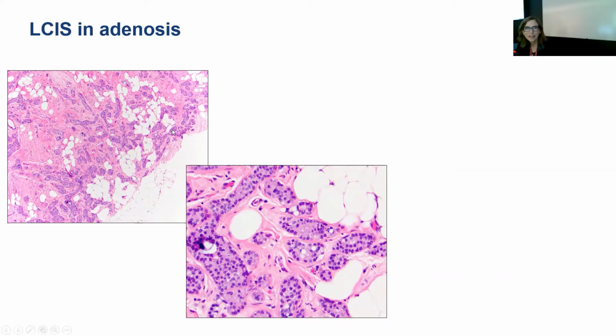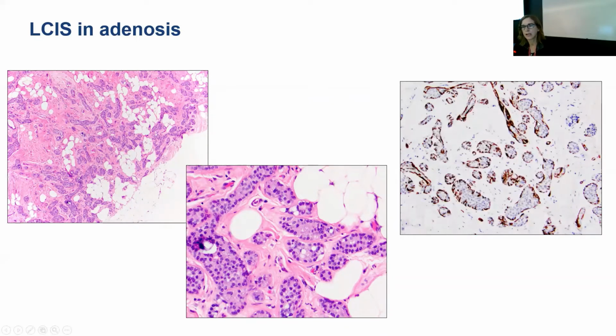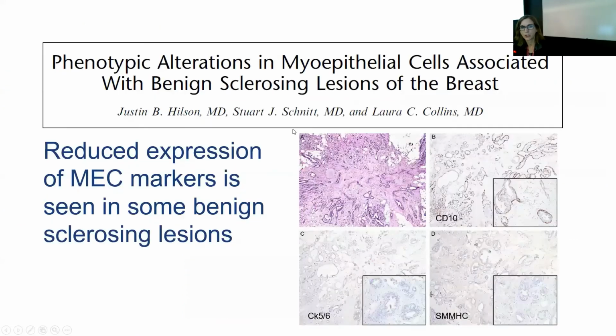I thought it was adenosis, but then I couldn't be sure whether I was seeing any myoepithelial cells. It wasn't perfectly lobular centric. It seemed to have a more erratic arrangement of the glands or nests. And so I did employ myoepithelial cell immunostains in this case and was able to confirm that this was LCIS in adenosis. But just another example of how this can be tricky in the core needle biopsy setting.